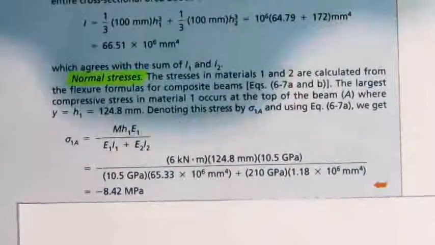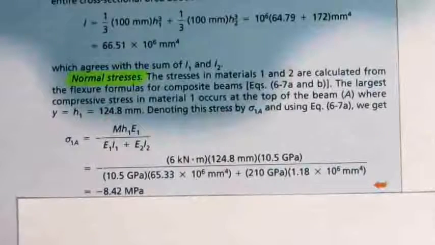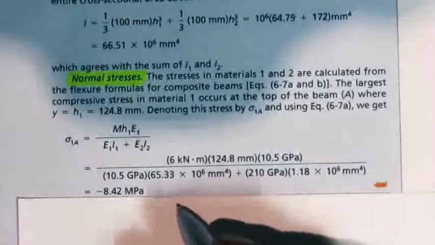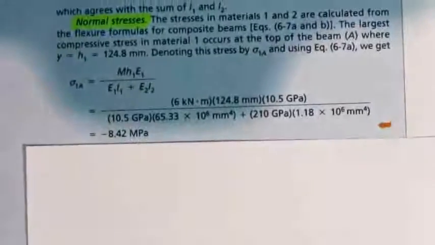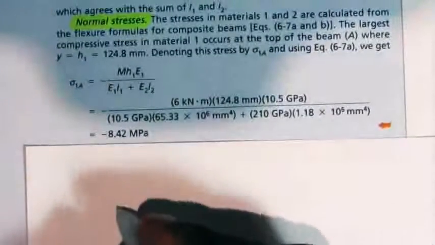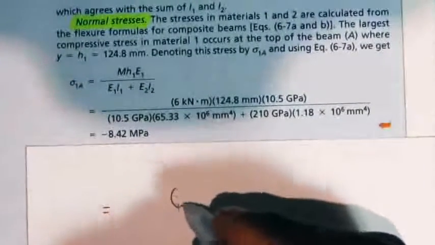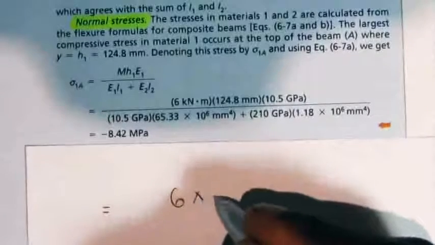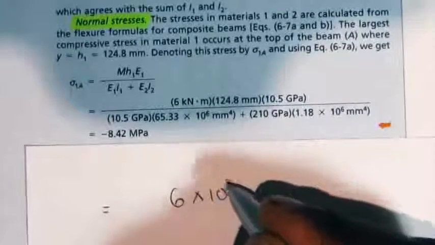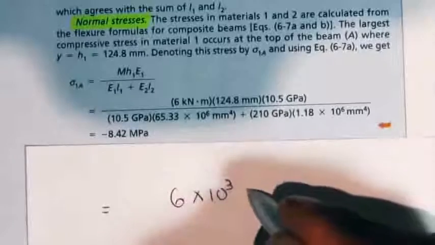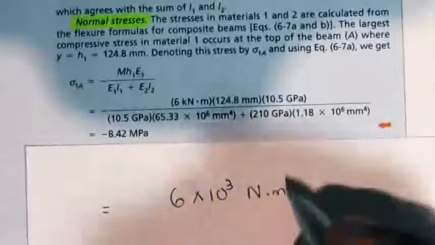Essentially, that is the same thing as 6 kilonewton meters. You should take 6 multiplied by 10 to the 3. That will give you Newton meters, which is what you learned.